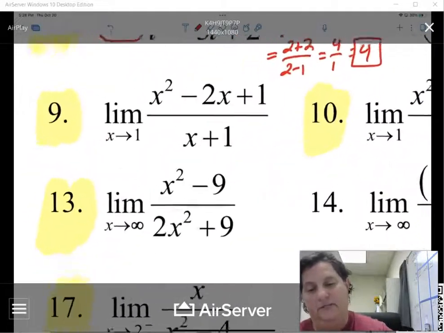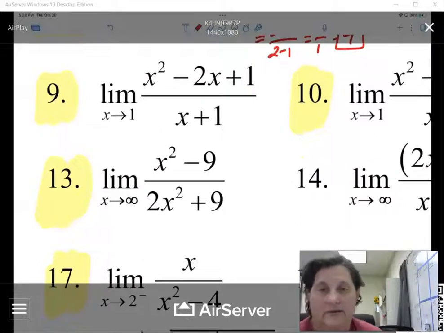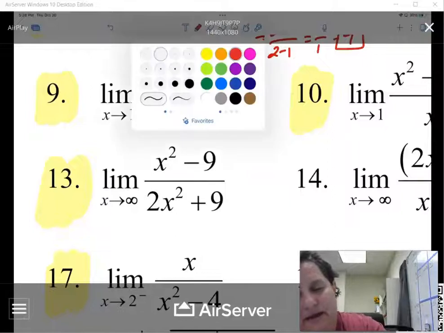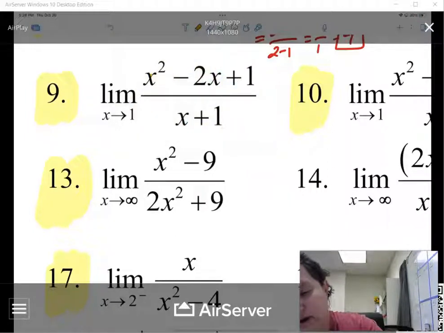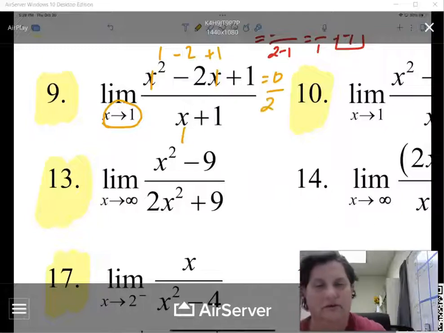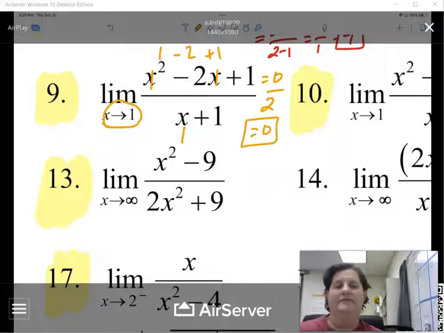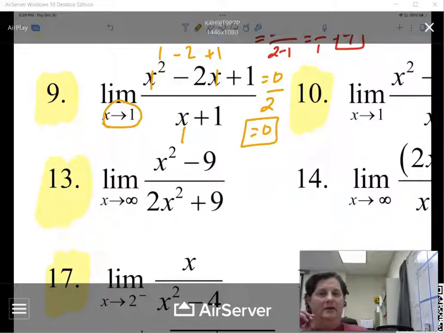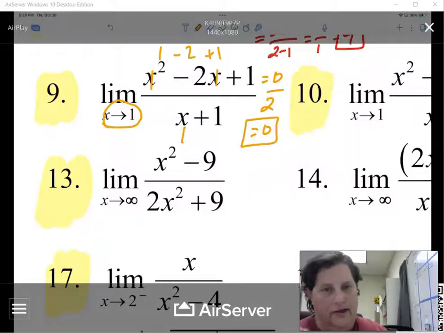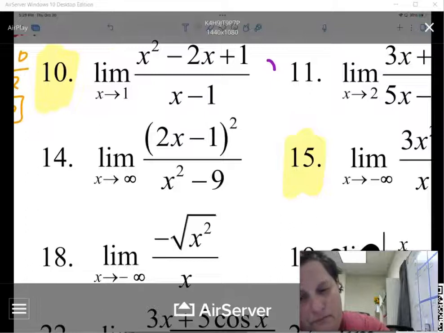Next, let's look at number 9. When I plug this in, remember, don't just go, ooh, it's factoring right away. Don't do that. When I plug in 0, or I'm sorry, when I plug in 1 right here, I get 1 minus 2 plus 1. So I get 0 over 1 plus 1, 0 over 2. Guys, 0 over 2 is cool. That answer is just 0. We don't have to do factoring or anything like that. Okay, 0 over a number, we're good. So remember that.